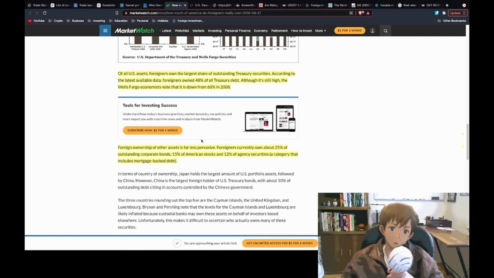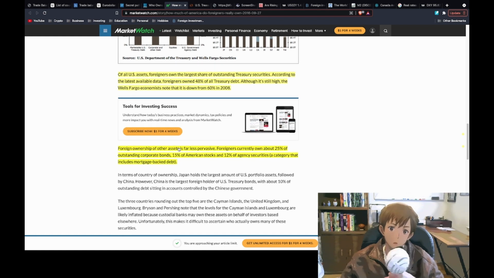Let's move down here. Foreign ownership of other assets is far less pervasive. Foreigners own about 25% of outstanding corporate bonds, 15% of American stocks, and 12% of agency securities. So you can see that basically the moral of the story over the last 5 years has been a rotation out of treasuries into other assets.